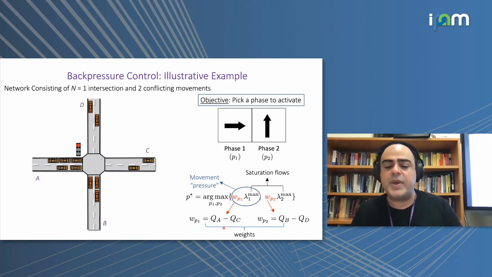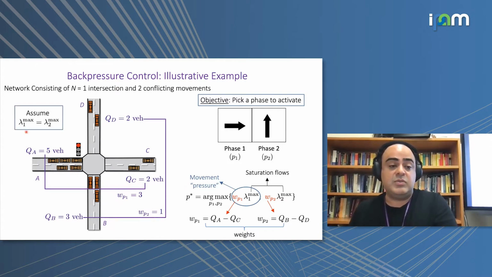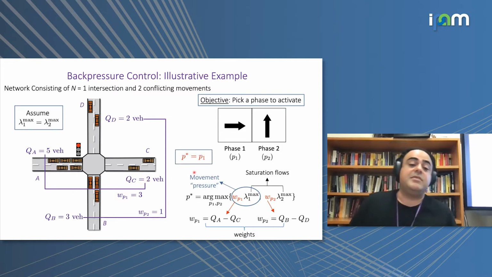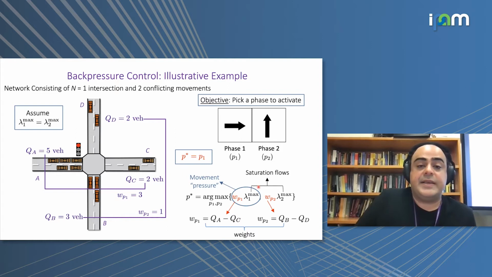Okay, so the weights play a major role. The way the weights are calculated is by looking at the queue sizes. For this movement, the weight would be 5 minus 2, so the inbound queue minus the queue on the outbound link. That's the pressure associated with this movement. So the weight would be 3. Similarly, for the northbound movement, the weight would be 1. Now, if we assume that the saturation flow rates are the same, the back pressure algorithm will say pick P1, okay? So that's the idea. It just performs this very simple calculation.